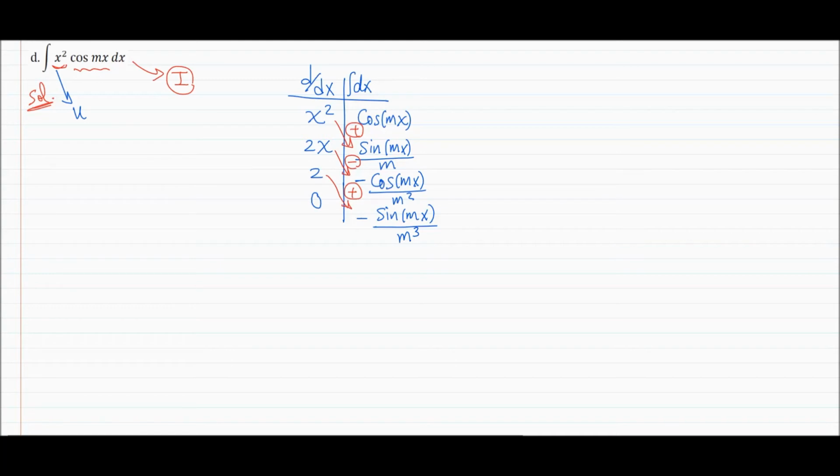So directly our integration will be I equals x squared over m multiplied by sine mx, minus minus will be plus 2x over m squared cosine mx. It is plus, since we have this negative and also this negative. And now positive multiplied by negative will be negative, so it will be minus 2 over m cubed multiplied by sine mx. And do not forget to write for sure the constant of integration, which is c.